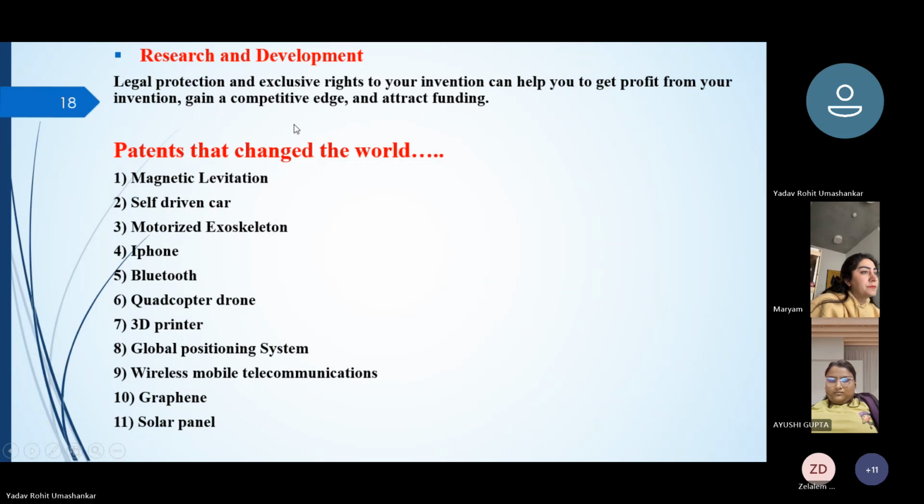So here I have mentioned a few of the patents that changed the world. We already know all these: magnetic levitation, self-driven car, motorized exoskeleton, iPhone, Bluetooth, drone, 3D printer, GPS system, wireless mobile telecommunication, graphene at the nano level, nanoscale development, solar panels. One thing I have not included is the light bulb, or incandescent bulb, invented by Thomas Alva Edison. That is also a very great invention.